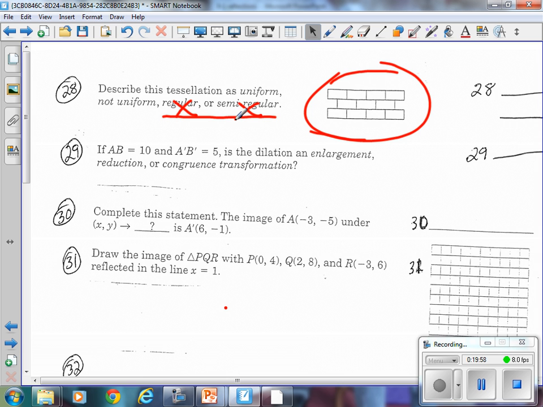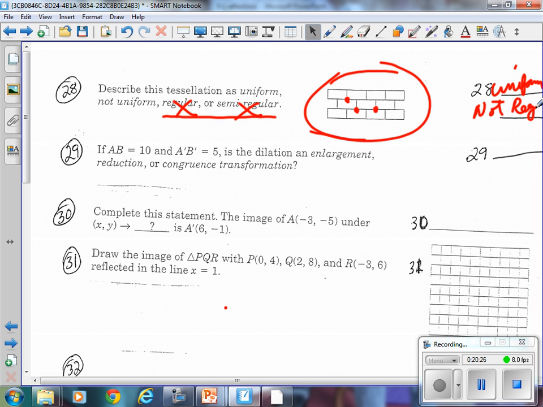As far as the uniform goes, if we check out all the vertices, that one has 3 rectangles that come together there. That one has 3 rectangles that meet there. That one has 3. So it's uniform, but it's not regular. And if you just wrote uniform, I accepted that.